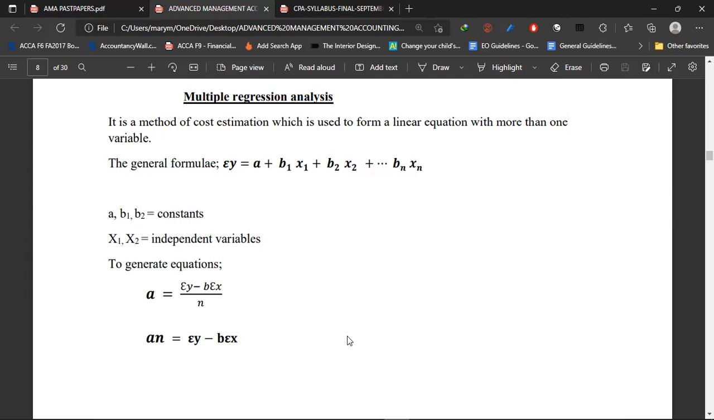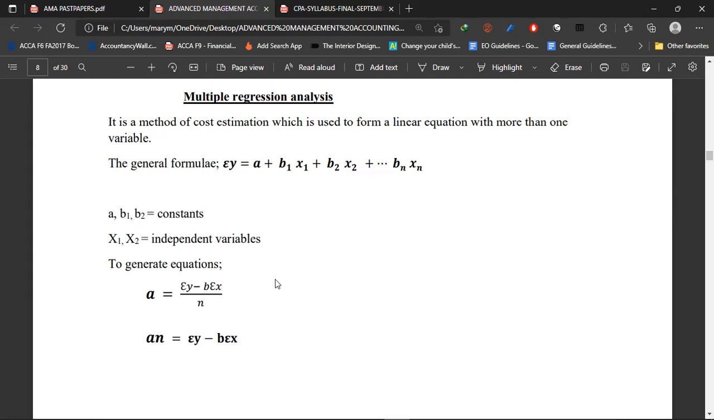And therefore, that is where we are saying at this stage, a, b1, b2 are constants, x1, x2 are independent variables. And then from that point, we really understand that even our y is a dependent variable, which is not indicated there. I will be able to indicate it later.